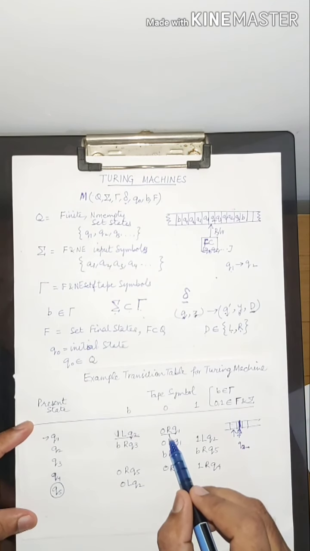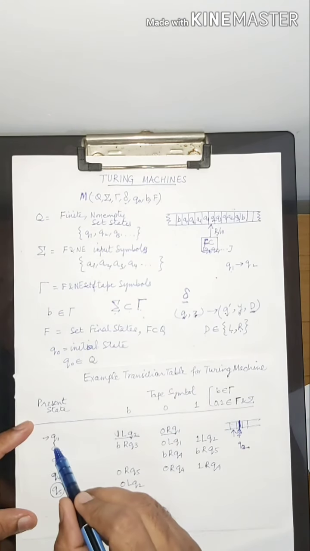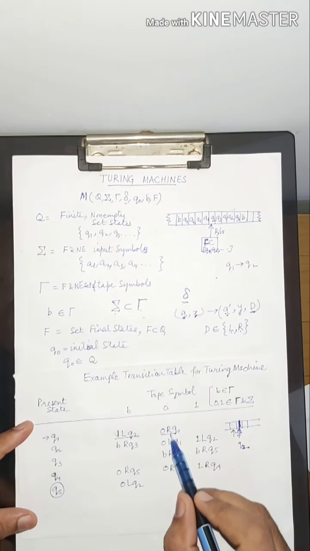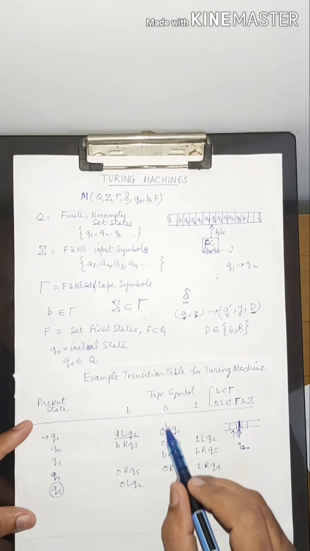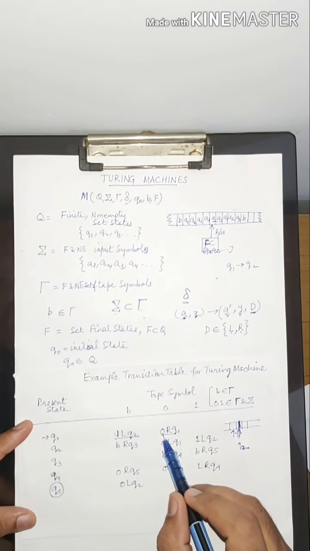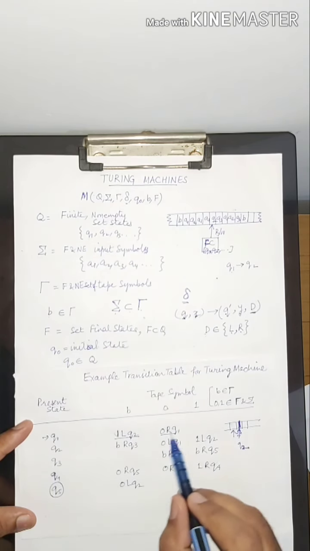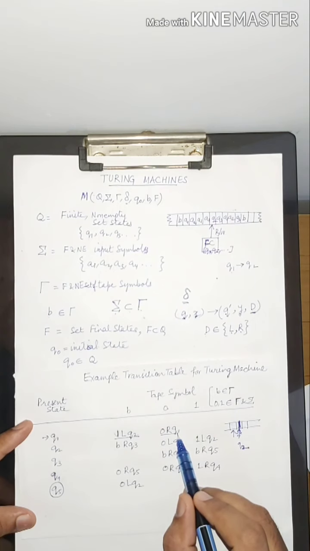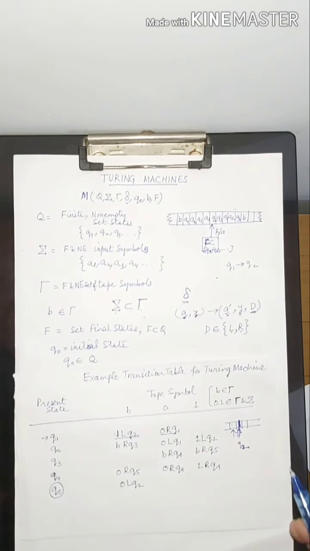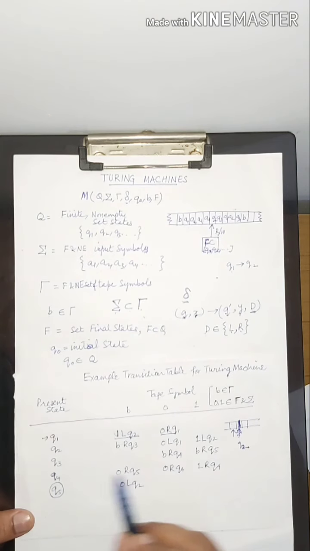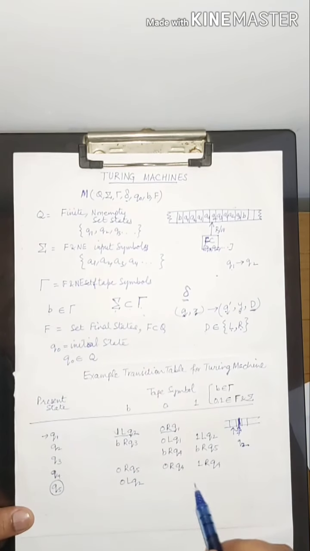Similarly, this entry says that if the state is Q1 and the tape symbol is 0, then the tape symbol will be replaced by 0 itself, meaning there will be no change, and there will be no change in the state also. Q1 will be Q1, but the head will move to the right. So if it is here, it will move to the cell on the right. Similarly, you can see the complete description of the table.